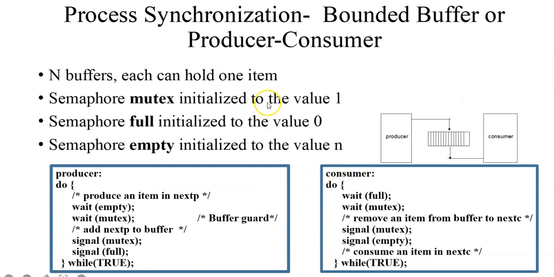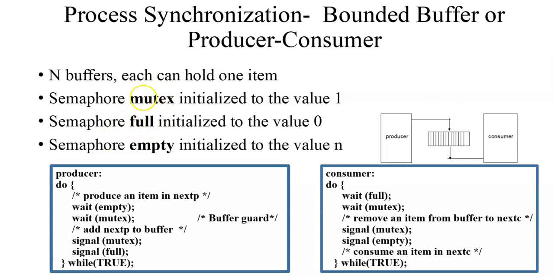So here we have a buffer of size n, and we have a binary semaphore mutex. The purpose of this mutex is to provide exclusive access to the buffer. When the producer or the consumer process accesses the buffer, it has to use this mutex to ensure that they do it exclusively.